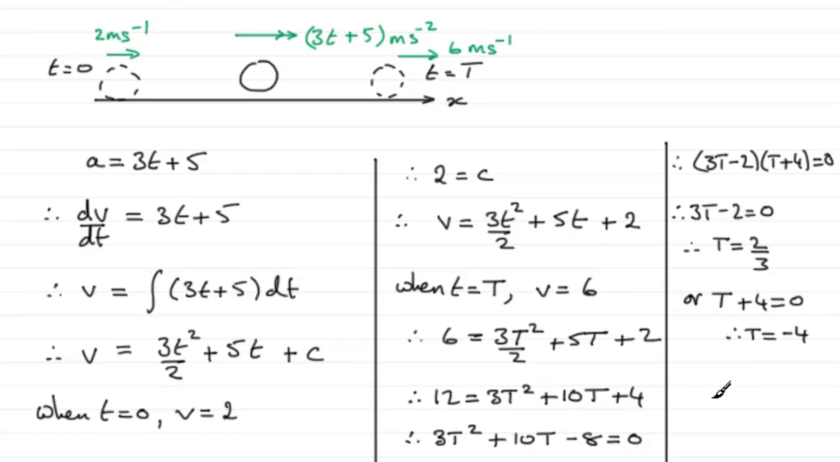But what we know is that t has to be greater than or equal to 0, so obviously T can't be minus 4. It's got to be 2/3. So therefore T equals 2/3 of a second. Okay, so I hope that's given you some idea of how you can go about that question.